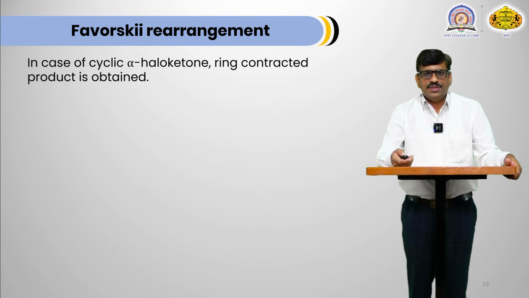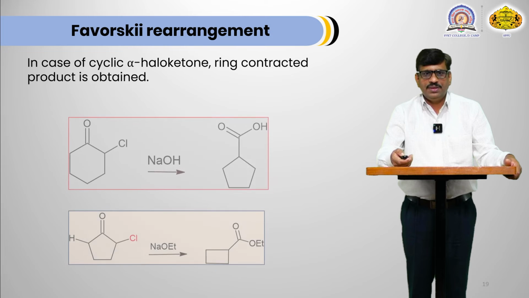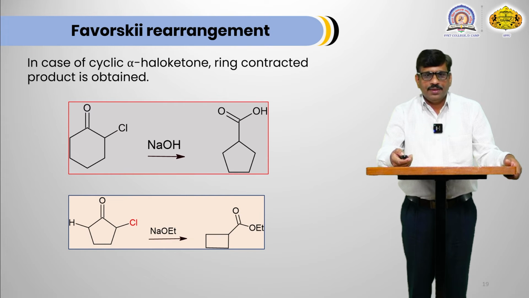Now in case of a cyclic alpha haloketone, ring contraction is possible. This is the example. In this case, 2-chlorocyclohexanone is the starting compound. It reacts with sodium hydroxide. It undergoes Favorskii rearrangement and there is formation of the compound containing a 5-member ring.